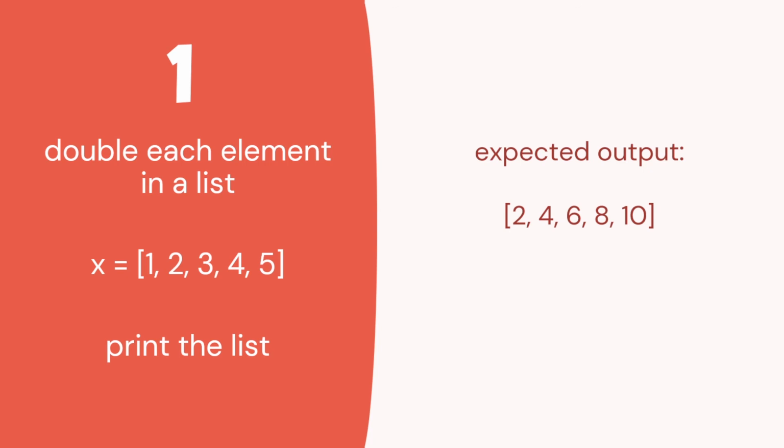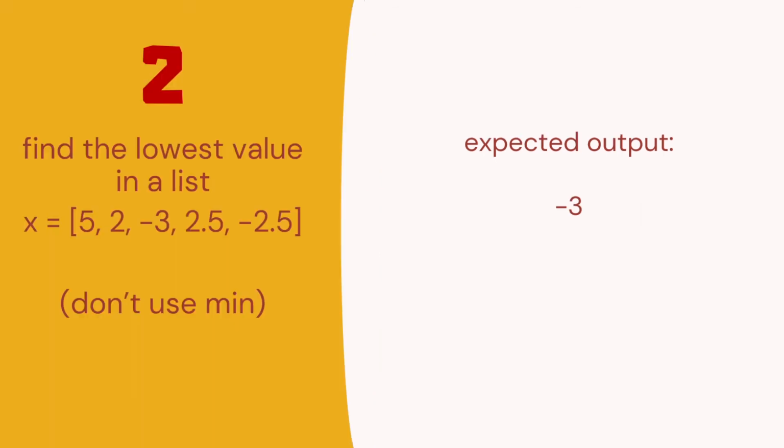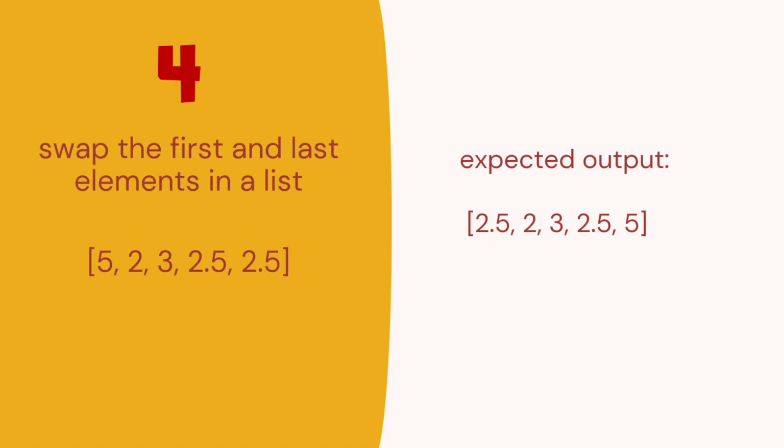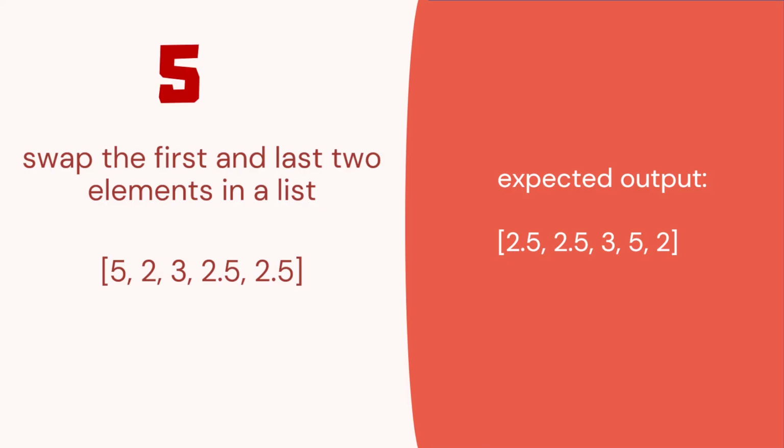Number 1, double each element in the list. So we've got 1, 2, 3, 4, 5, and the output is going to be 2, 4, 6, 8, 10 when we print the new list. Number 2, find the lowest value in a list. In this example, the lowest value is -3. You could use a function called minimum, but we don't want you to do that. Number 3, swap the negative numbers in this list to positive numbers so you can see the output from the original list. Number 4, swap the first and last elements in the list. And number 5, swap the first and last 2 elements in the list.